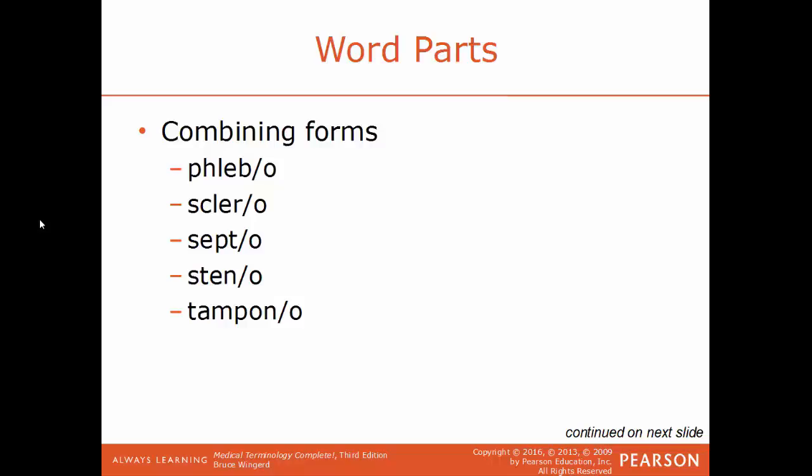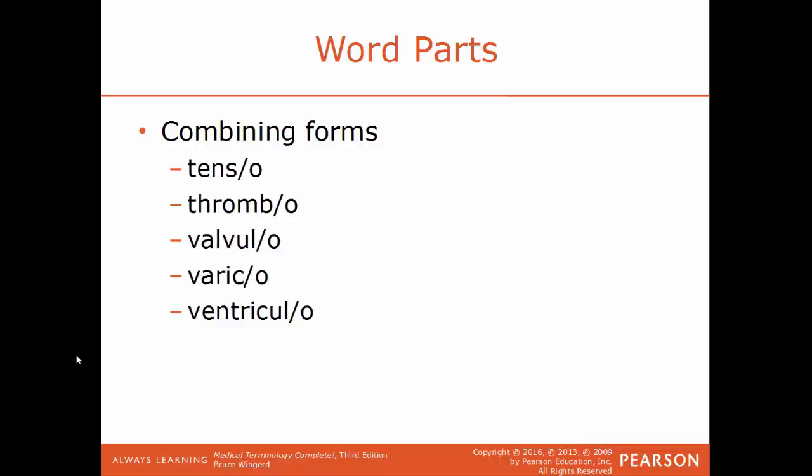Steno, of course, means constricted or narrowed. Tympano is a reference to plug, to plug something. Tenso is a reference to being stretched or being strained. Thrombo is a reference to a blood clot. Valvulo is a reference to a valve. Varico is a reference to varicose veins. And ventriculo is a reference to the ventricles, the pumping chambers of the heart.